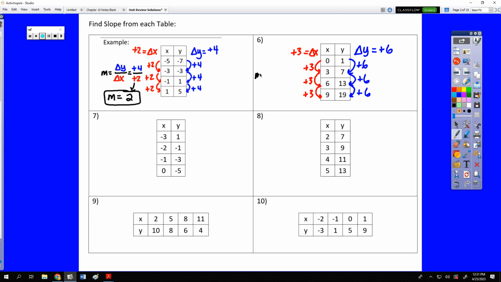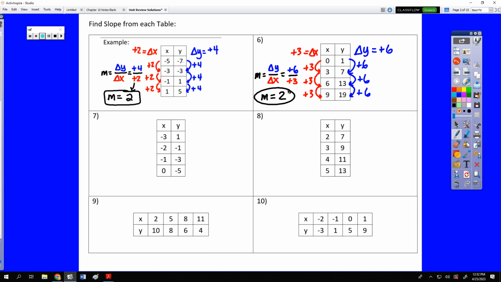Slope is defined as the change in y divided by the change in x. So we would simply go in here and say, okay, the change in y is positive 6. The change in x is positive 3. Then we would look at that fraction, positive 6 over positive 3, and say to ourselves, positive 6 divided by positive 3 is 2. So the slope for this table is 2.